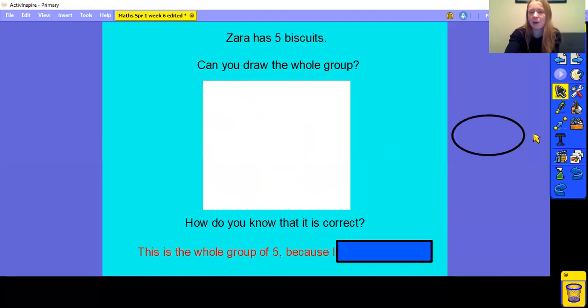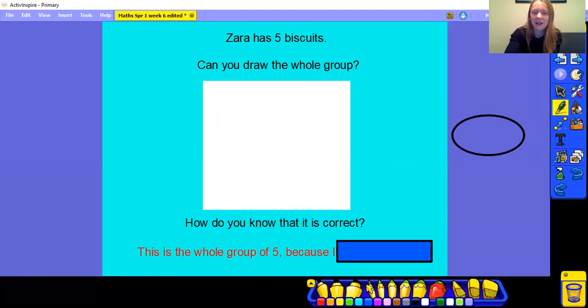Let's have a go at this one. This time, we're drawing biscuits. It says Zara has 5 biscuits. Can you draw the whole group? So how many do I need to draw? I need to draw all of them to make sure that I have the whole group. And Zara has 5 biscuits. All of them would be 5.